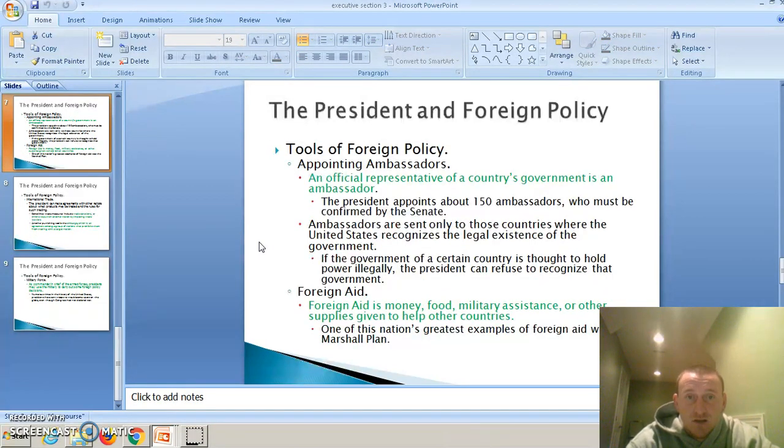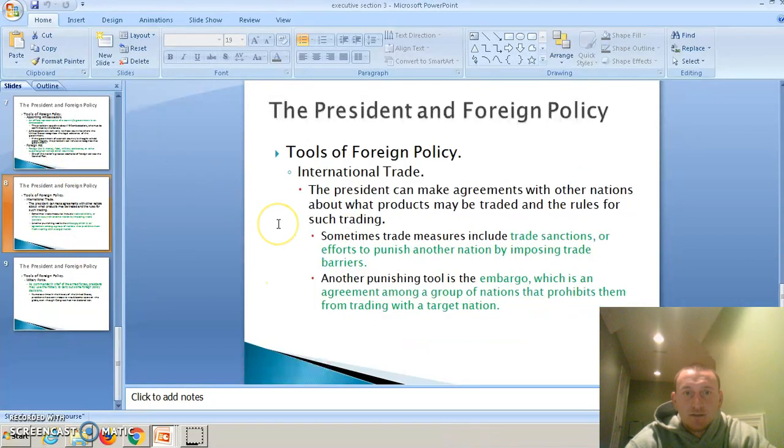Know what a government ambassador is. Foreign aid. Just think about foreign aid. Foreign, helping another country. Aid, helping with money, food, assistance, supplies, and so on. Sometimes we put trade sanctions. Know what a trade sanction is. We've put this on Cuba. We've put this on Iran, Iraq.